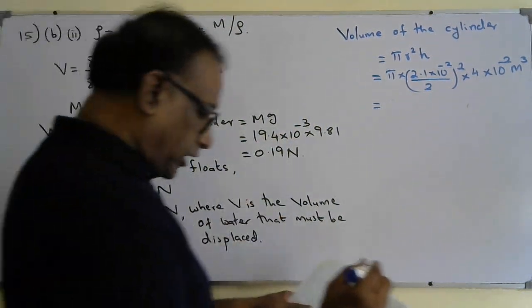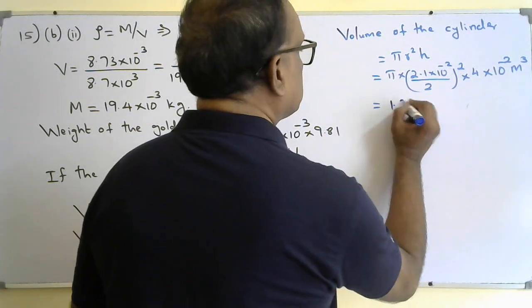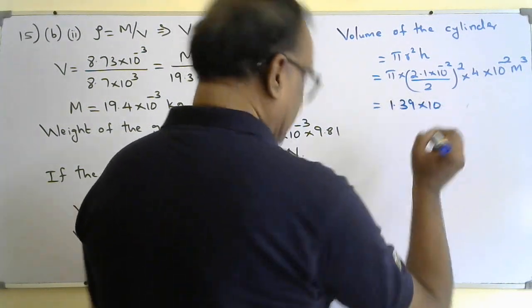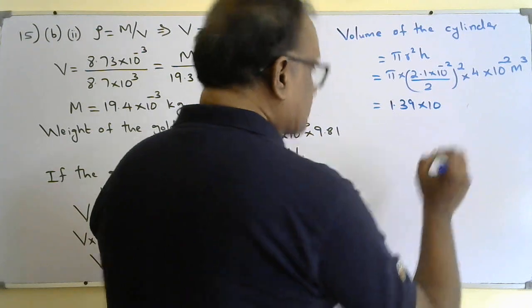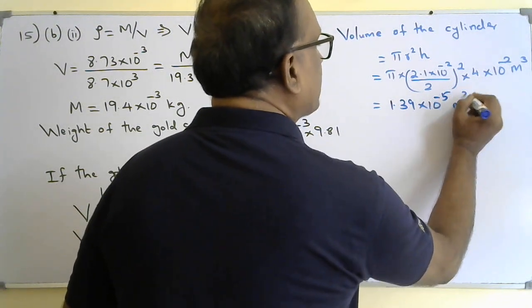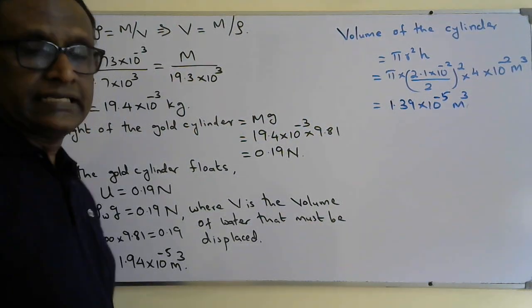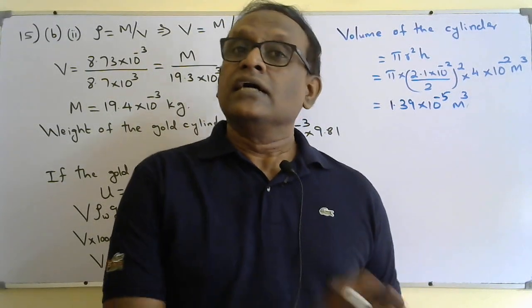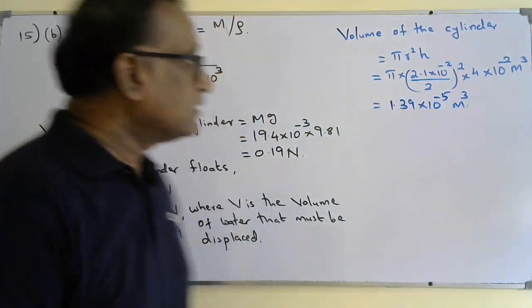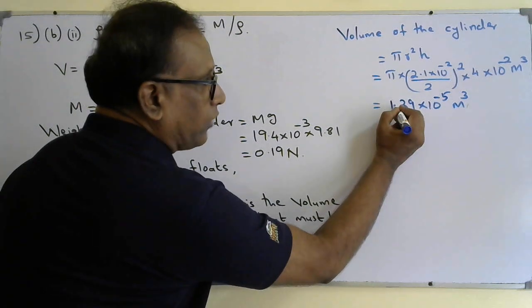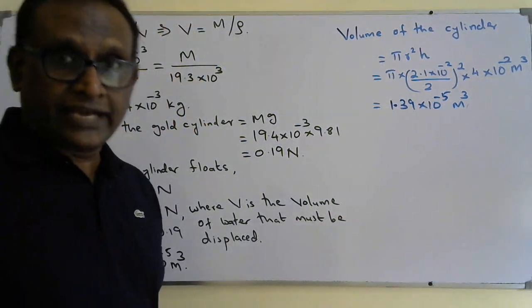Okay, that is 1.39 × 10^-5 meter cube. So that is the volume of the gold cylinder according to the same dimensions as the brass cylinder. So that's the volume of the gold cylinder, 1.39 × 10^-5 meter cube.